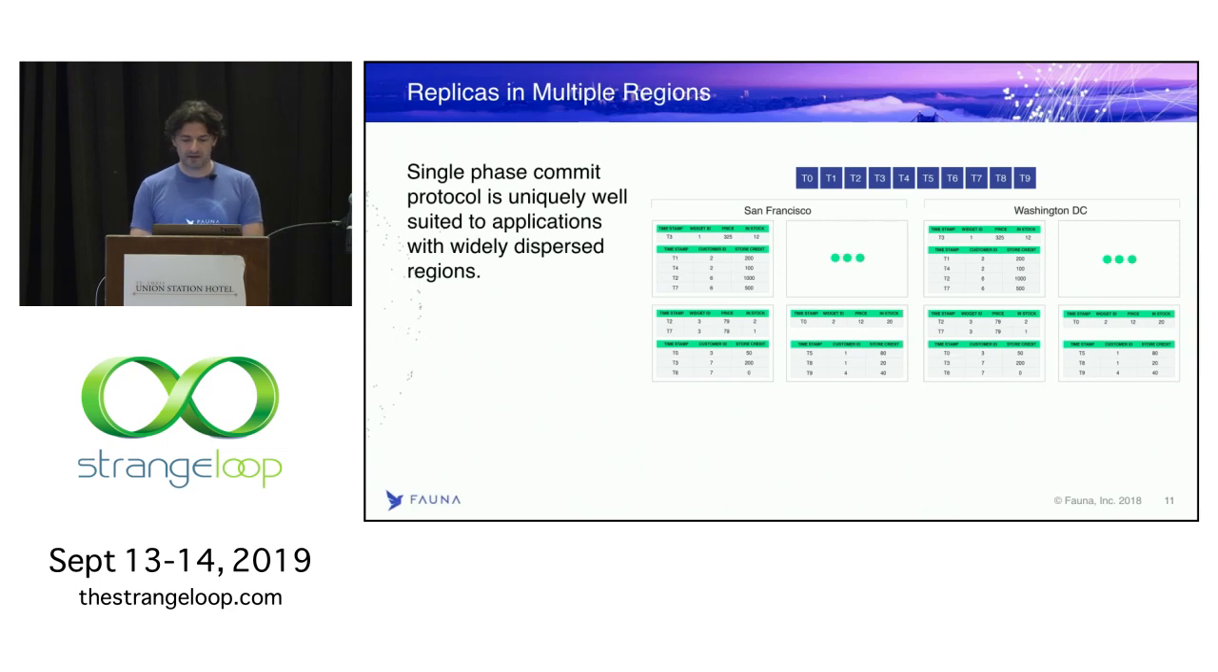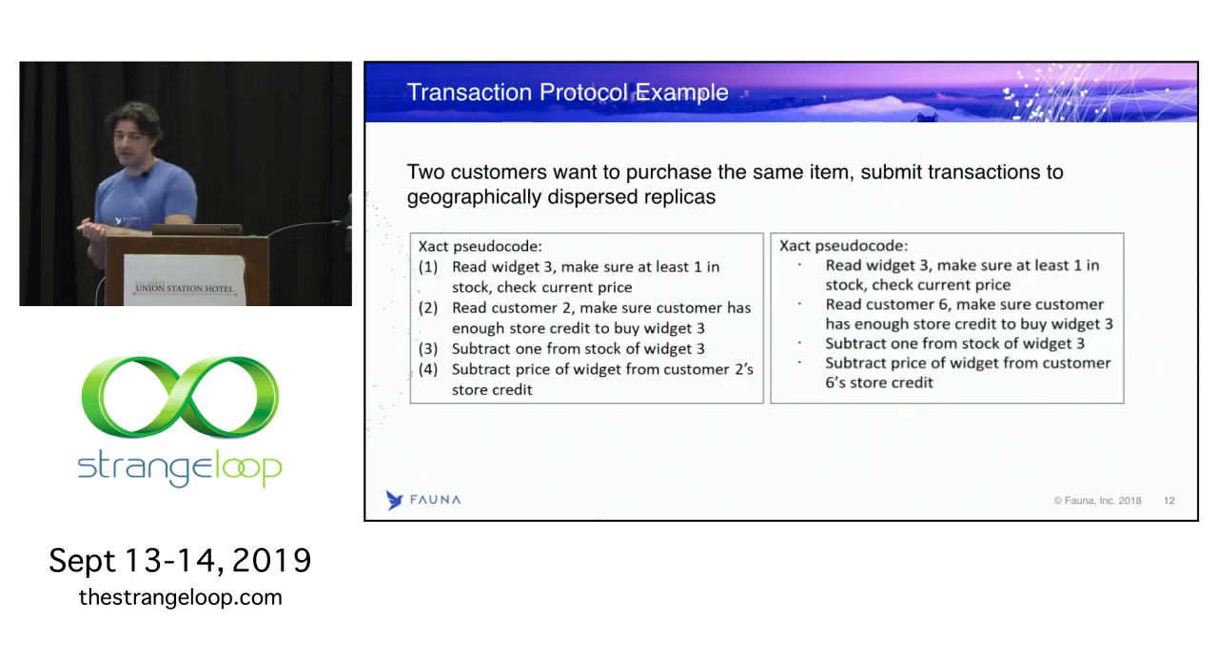And what's interesting typically is when you are running transactions where people in different regions are trying to touch the same data. That's where it gets interesting, right? As long as they are just running completely unrelated transactions, it's not particularly interesting. So let's imagine that we have 2 customers, both want to buy widget number 3, and we have customer 2 in San Francisco and customer 6 in the Washington, D.C. replica. Both want to buy it, and we only have 1 in stock.